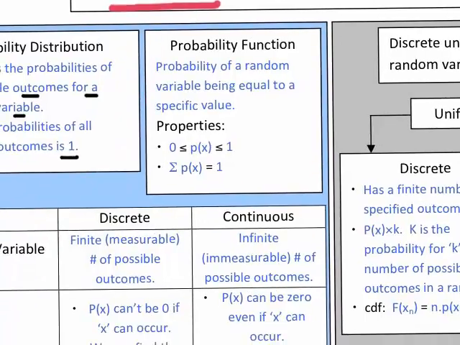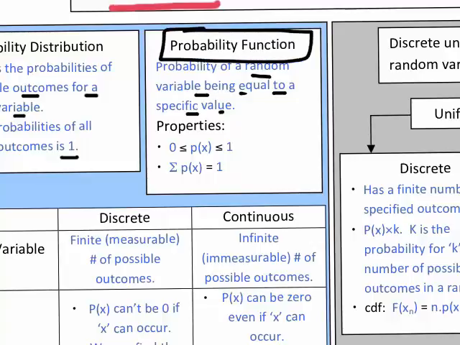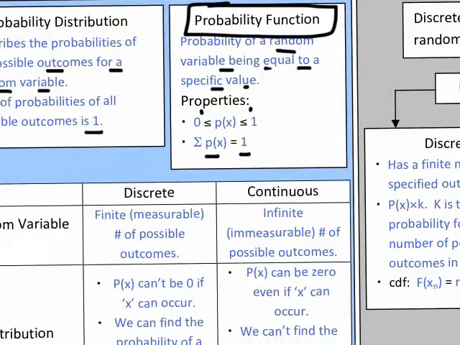The probability of a random variable being equal to a specific value is called the probability function. Probability function is simply what is the probability of getting head. So we know that it should be between 0 and 1, and the total probabilities of all outcomes should be 1. This is very straightforward: the probability of any one item should be between 0 and 1, and the probability of all items added together should be 100%.